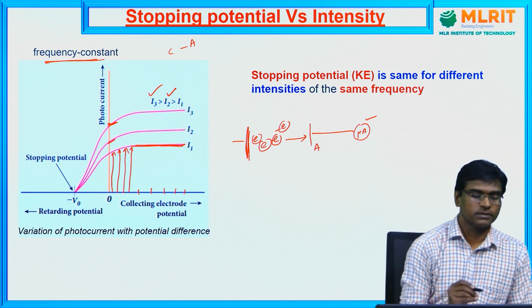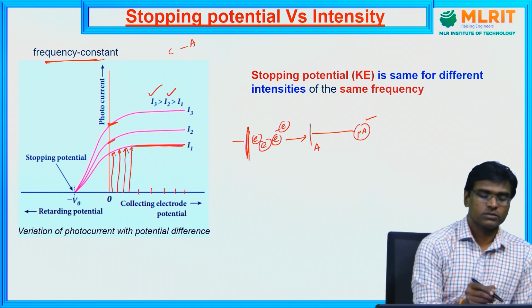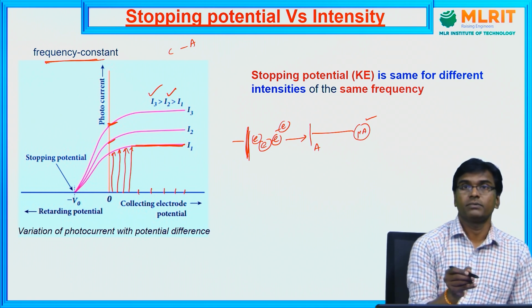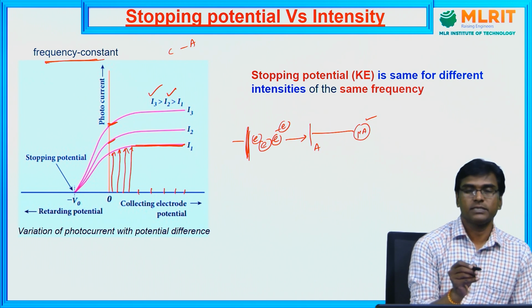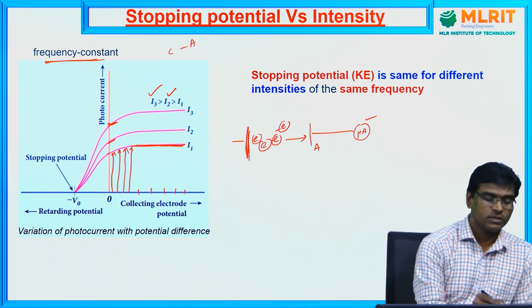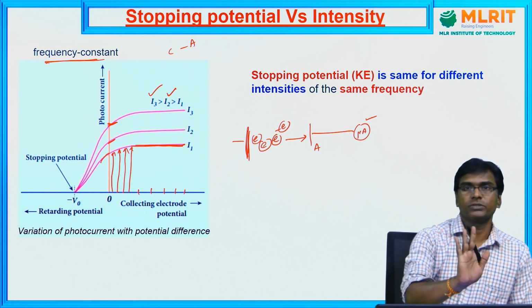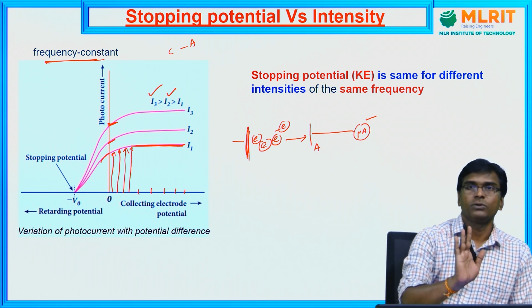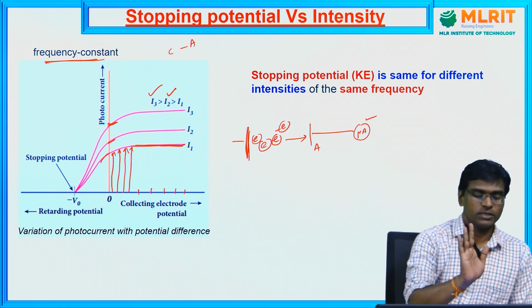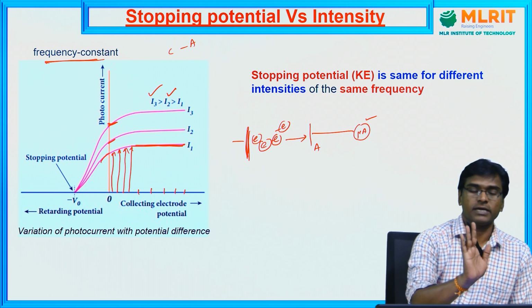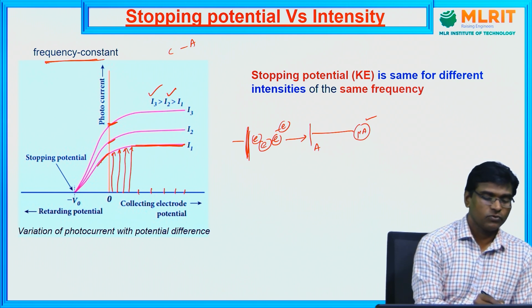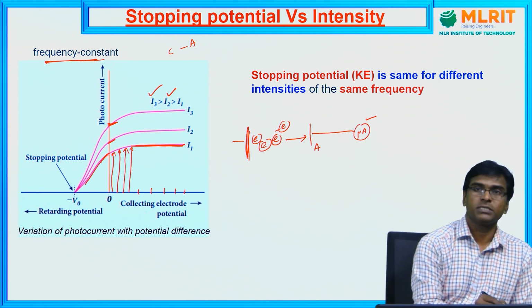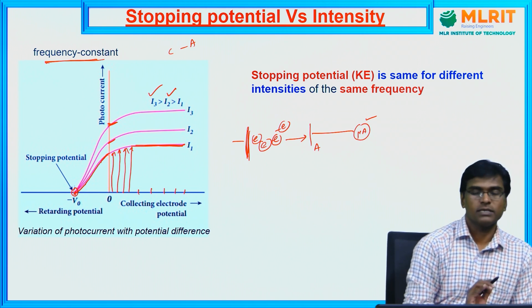But now we slowly start increasing the negative potential between the C and A. Then what is happening? There is an opposing force between the C and A. The opposing force is trying to push the electrons back to the C side. The photocurrent slowly decreases, meaning no electrons are reaching the anode. At a particular voltage, the photocurrent becomes zero.